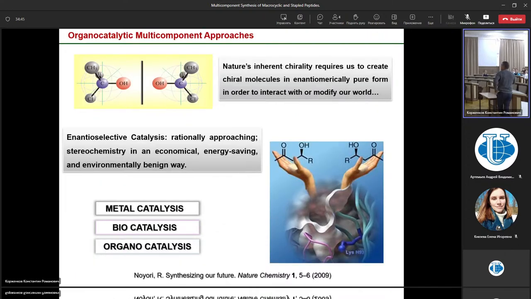But just to mention that the first part of the talk is related to the use of combined organocatalytic with multi-component approaches. Okay, and just to remember that there are three branches of what we call enantioselective catalysis, one of them using metals. Tomorrow I'm going to talk about how to derivatize peptides chemoselectively using transition metal catalysis, but also biocatalysis, and the topic that I'm going to refer to today, organocatalysis.